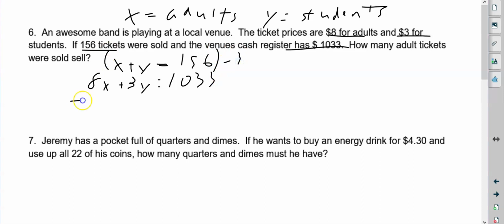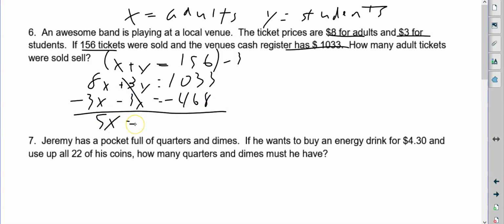I'm going to multiply by negative 3. $458. Sorry. I have to carry the 1. And then I get 5x here. $565 here. And then when I divide by 5, I get 113.